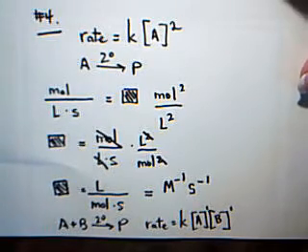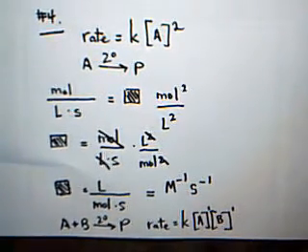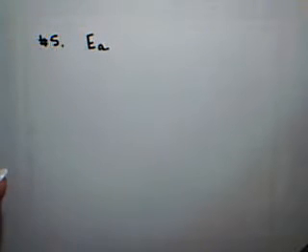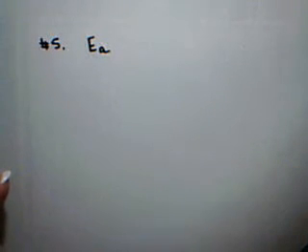Let's try number 5. Number 5 says that the energy of activation has no effect on reaction rate. The energy of activation is what we symbolize as EA. And it says it has no effect on the reaction rate.